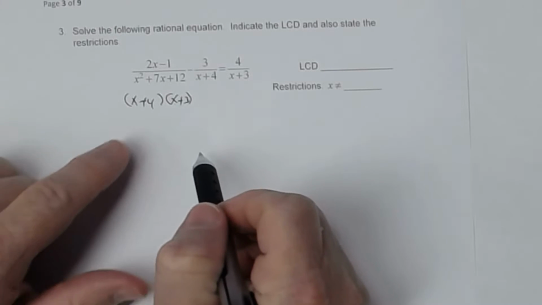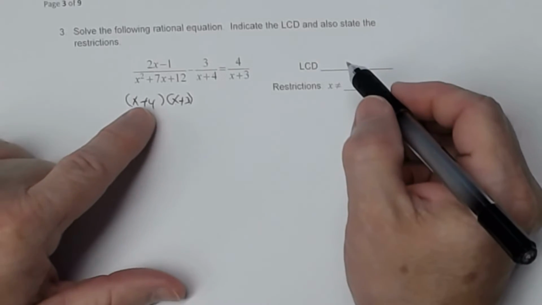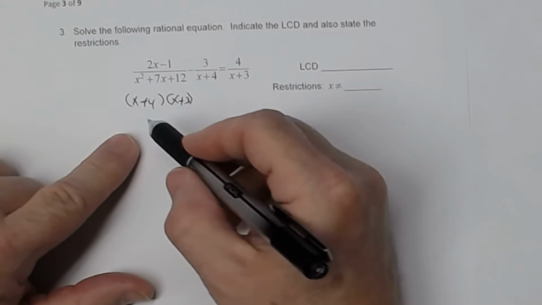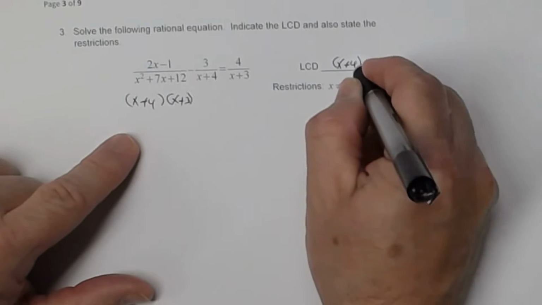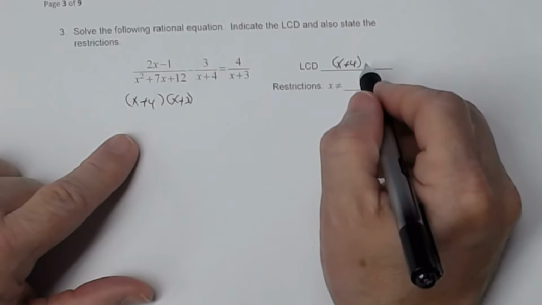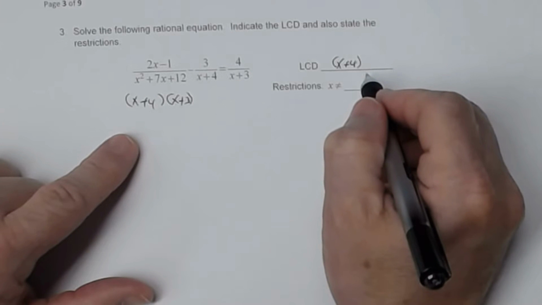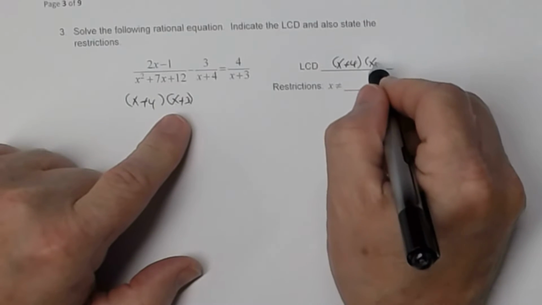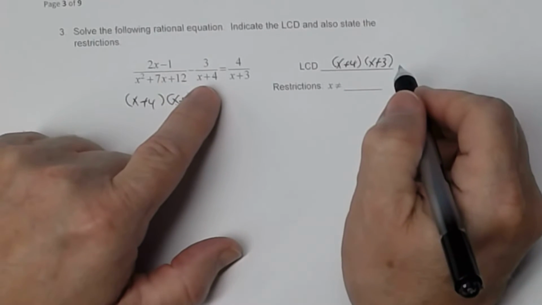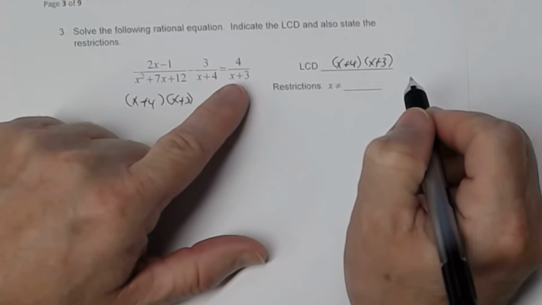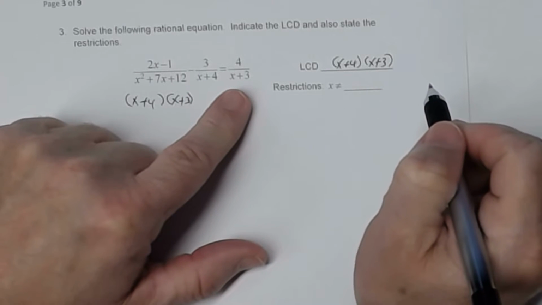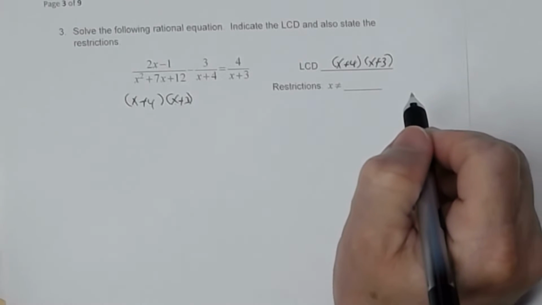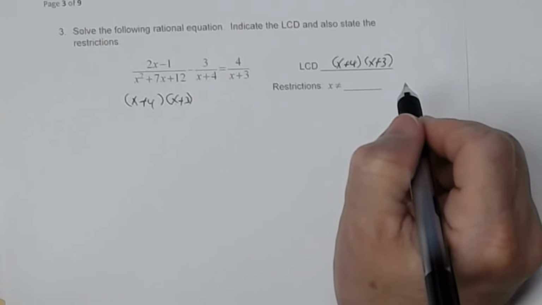Your least common denominator, remember, has to include every factor that you see in the denominators. I see an x plus 4 right here, so I have to have that in my least common denominator. Remember, your least common denominators are products, so don't put a comma here. Your next factor is an x plus 3, so I'm going to put an x plus 3 as a factor. The next factor is an x plus 4. I already have it. The next factor is an x plus 3. I already have it. So your least common denominator is x plus 4 times x plus 3. That's the least. Always find the least.